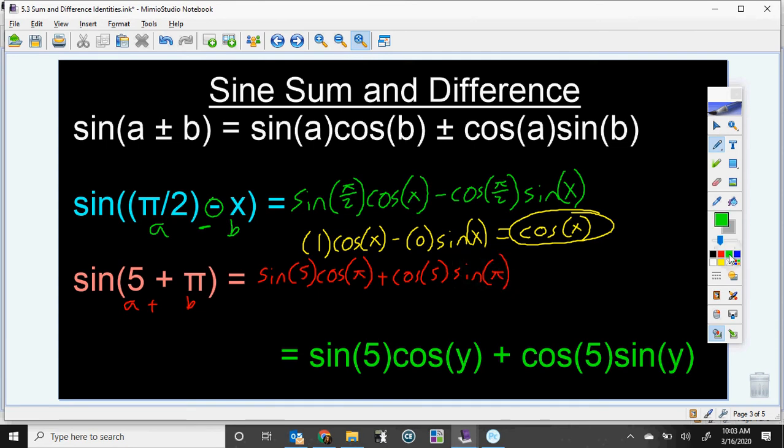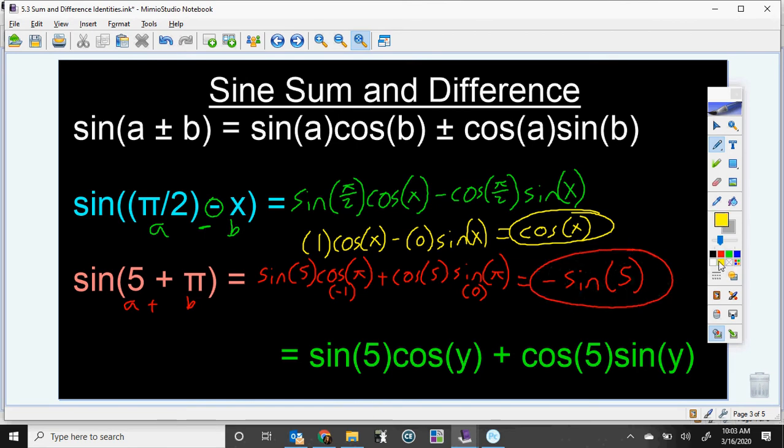Now, I don't know what sine of 5 and cosine of 5 are. I know they're going to be decimals and not on a unit circle, so we're not going to simplify those. But cosine of pi and sine of pi, we do know those from a unit circle, so let's simplify those. Cosine of pi is negative 1. Sine of pi is 0. Well, 0 times anything is just going to be 0. So it's negative 1 times sine of 5, which is going to be negative sine of 5.